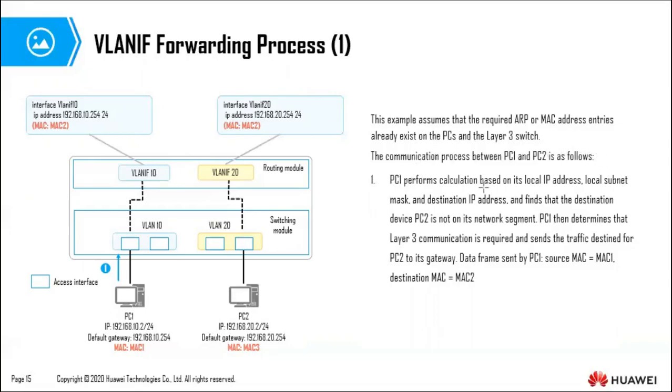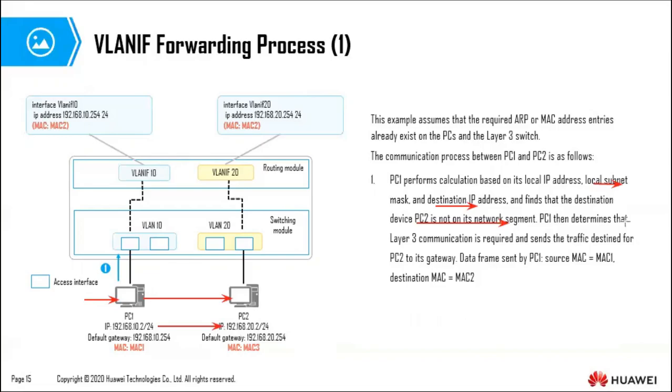PC1 performs a calculation based on its local IP address, the local subnet mask, and the destination IP address, and finds that the destination device, PC2, is not on its network segment. So this guy wants to talk to this guy. First thing, inside the PC, it compares these two IP addresses. Are they on the same network segment? It finds out no, they are not on the same network segment.